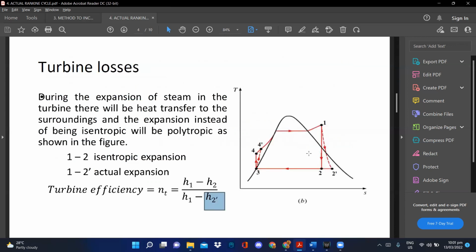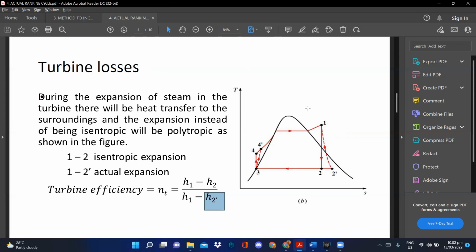Now, for the turbine losses. During the expansion of steam in the turbine, there will be no heat transfer to the surroundings, and the expansion, instead of being isentropic, will be polytropic as shown in the figure. So yung process 1 to 2 natin is the isentropic expansion. So this is your ideal isentropic expansion. But due to turbine losses, ano may tinatawag na turbine losses?